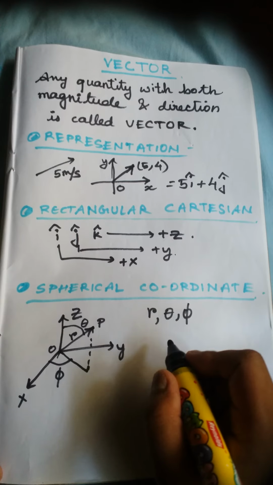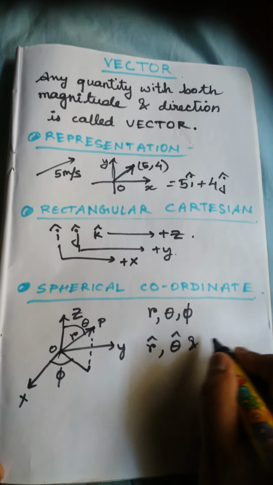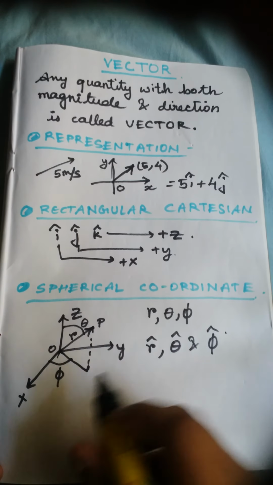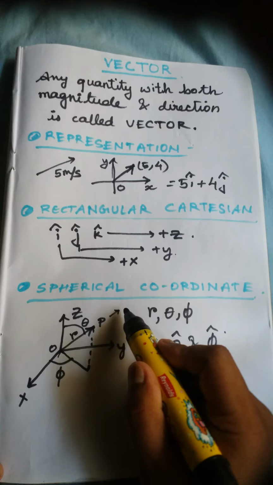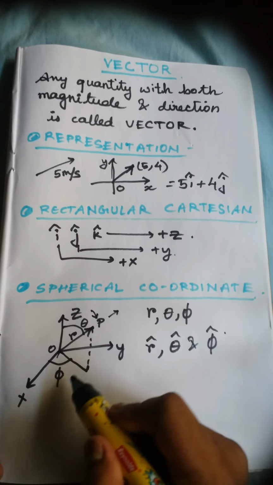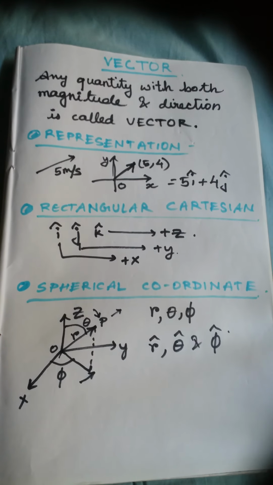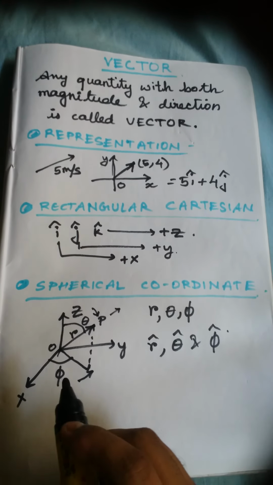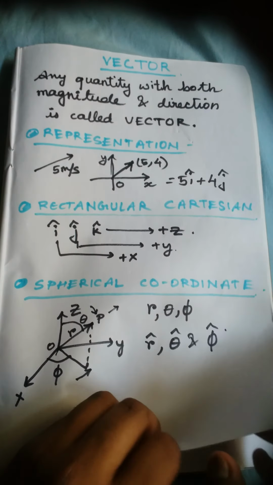The unit vectors are r cap, theta cap and phi cap. r cap points towards the radially outward direction that I am showing over here. Theta cap points towards this direction that I am showing, and phi cap points towards this direction. So that's about the representation of vectors. Now let us talk about dot product of two vectors.